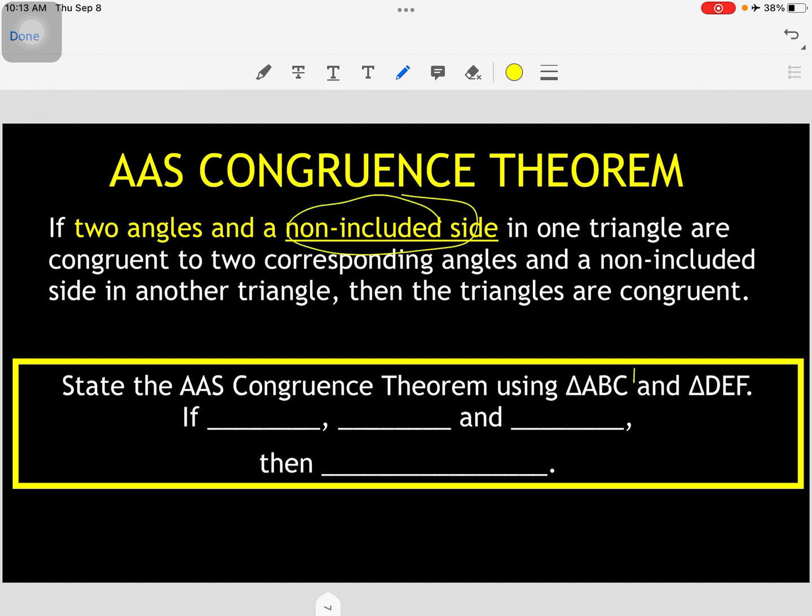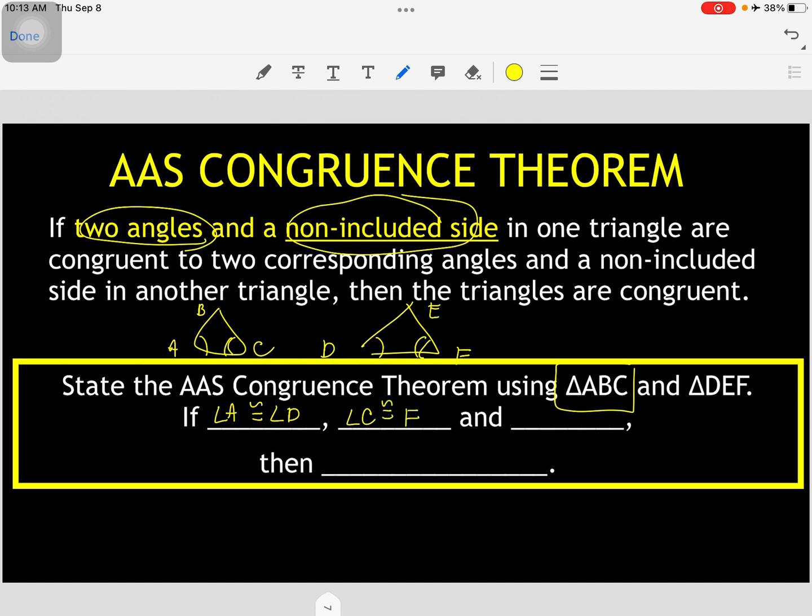So if you have two triangles, let's say for example, ABC and DEF, we need two congruent angles. Let's say angle A is congruent to angle B, and let's say angle C is congruent to angle F. We are talking about the non-included side, so we cannot use AC and DF this time. Instead, we can use AB or BC, it's up to you, but I'll just use AB for the sake of discussion, and it's congruent to DE.